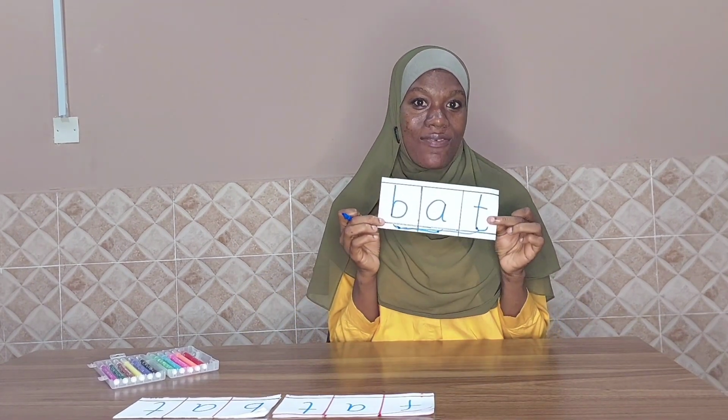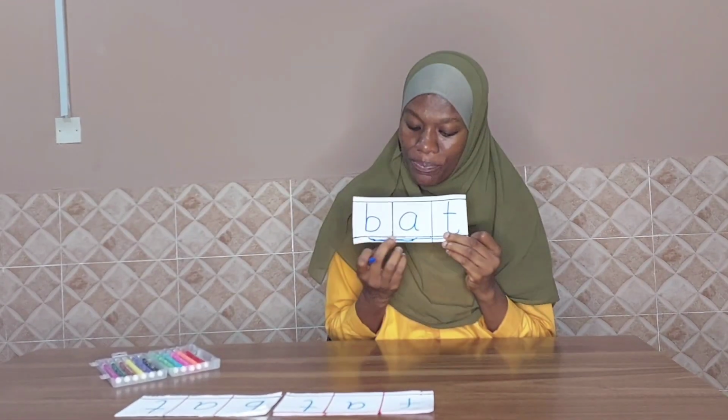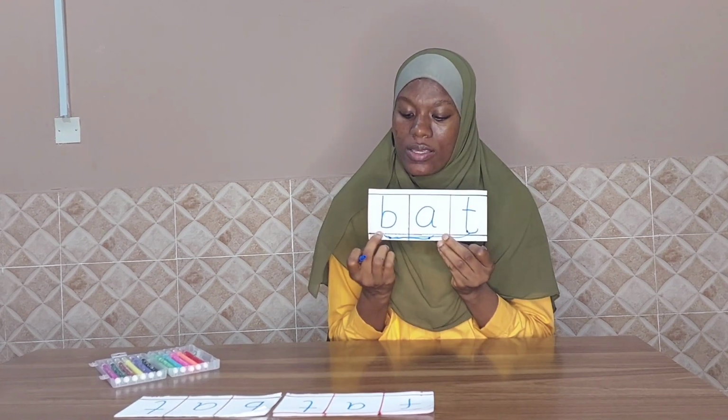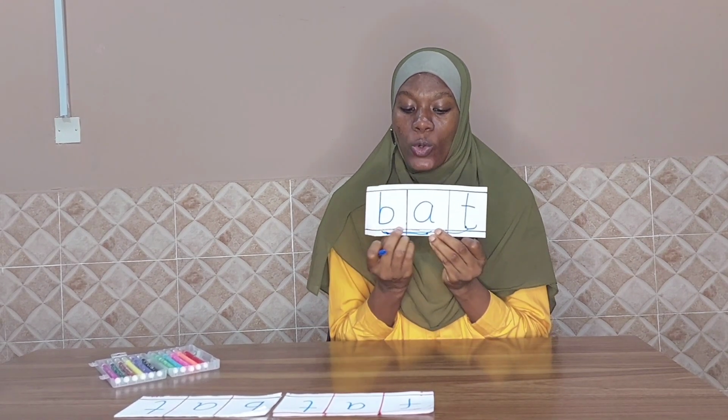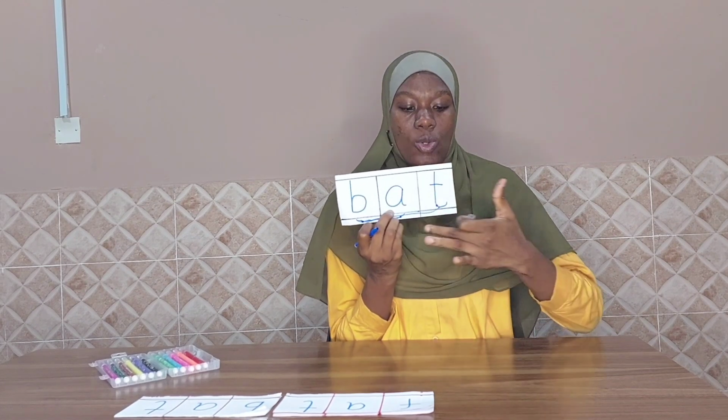That is how the successive blending works. I sound the first letter, the second one, I blend the two, I hold on to these two, and I join the last one. Then I'm able to connect all three.